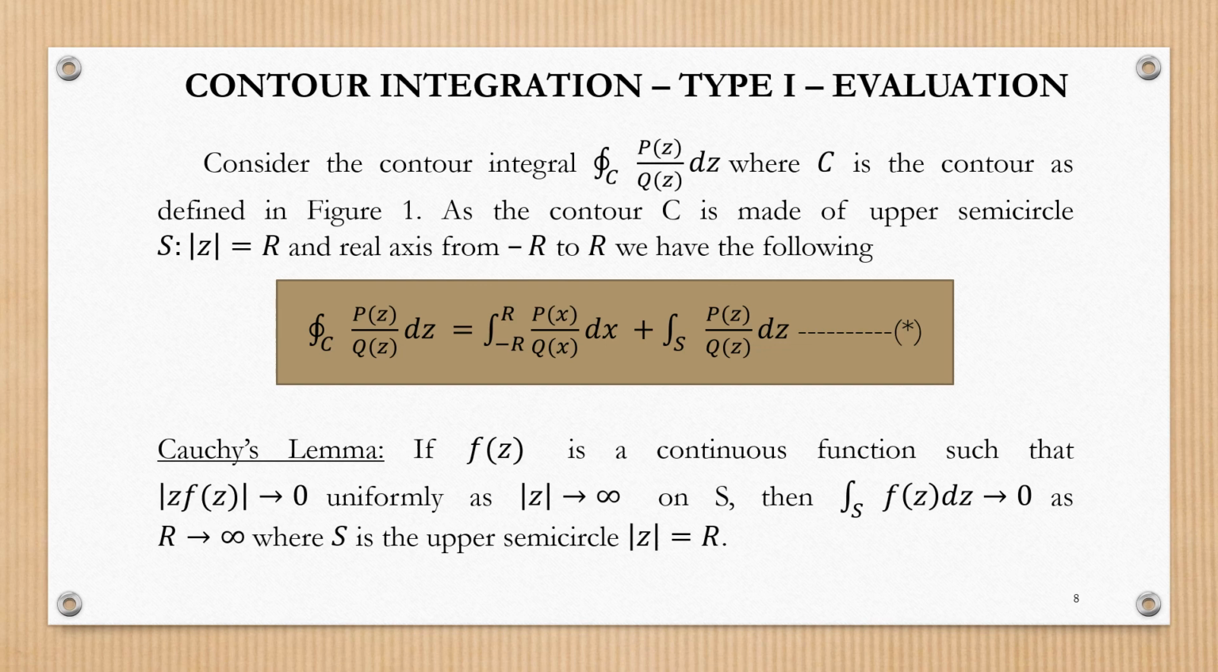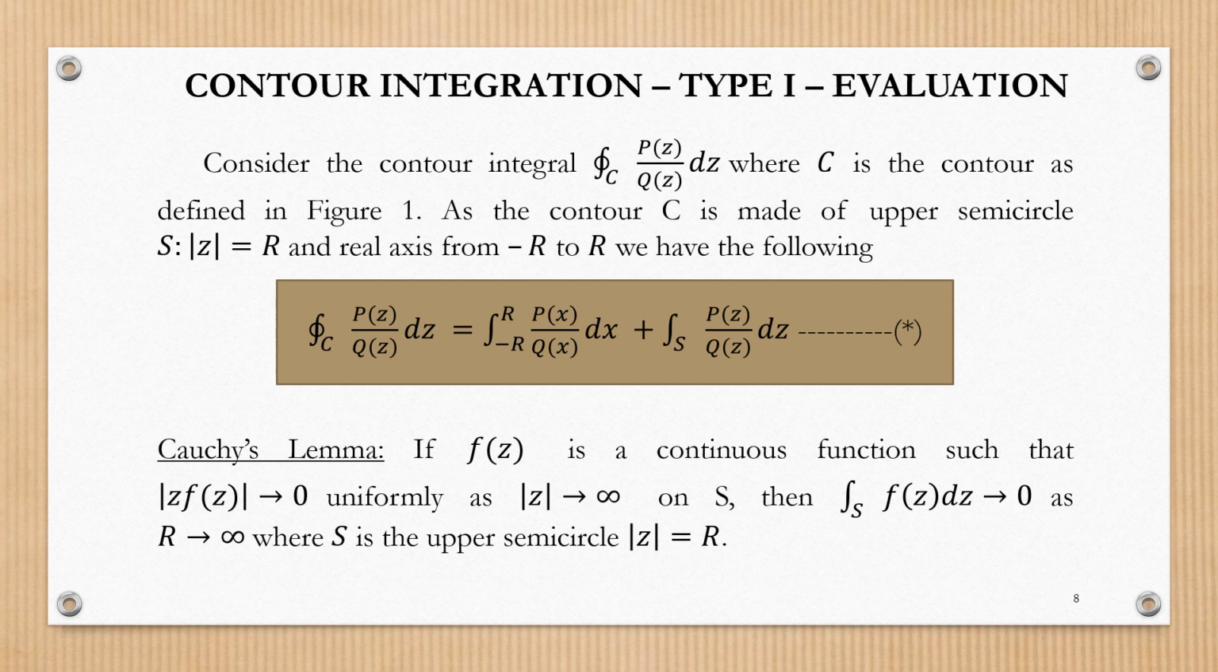What is the contour C here made of? It has two parts. It is made of the upper semicircle S and the real axis from minus R to R, which means integration over the contour can be broken into two separate integrals, the ones that you are finding on the right hand side of equation star. That is the integration from minus r to plus r on the real axis, followed by the integration over the upper semicircle, that is S. That is why we get equation star.